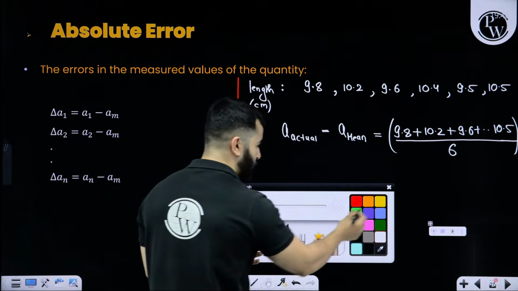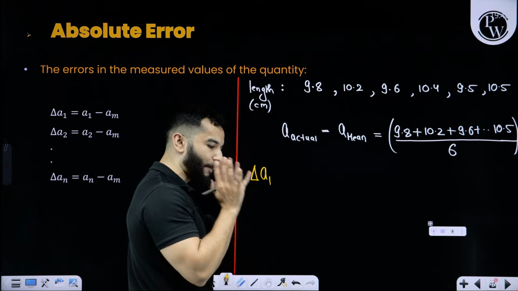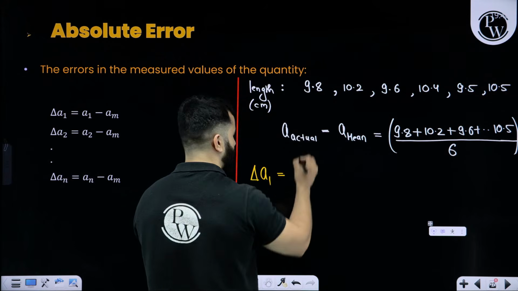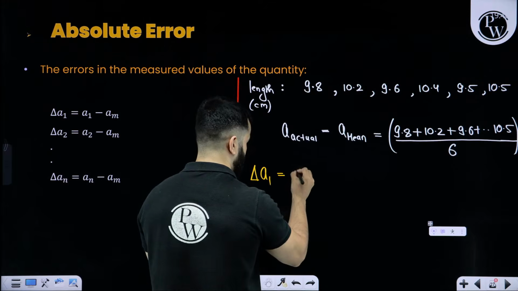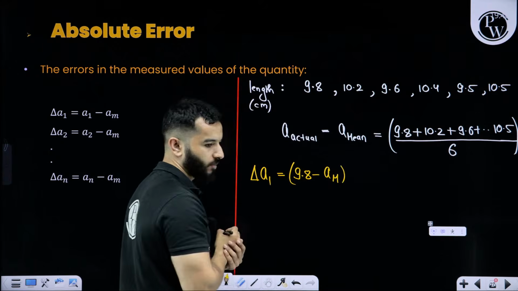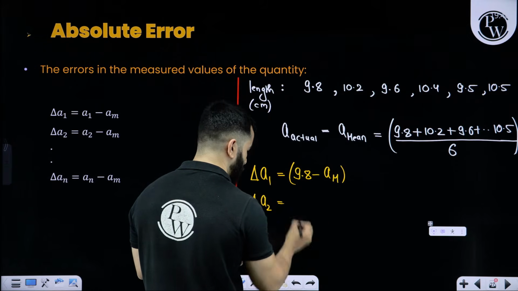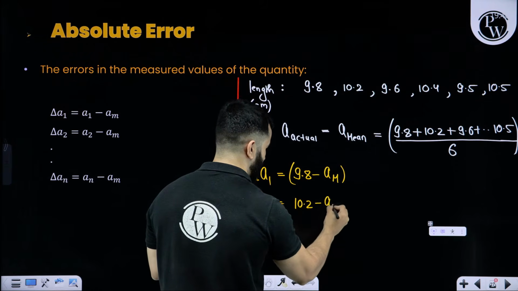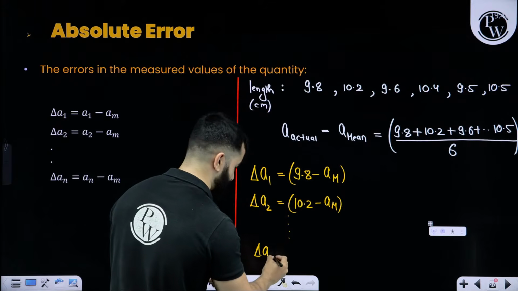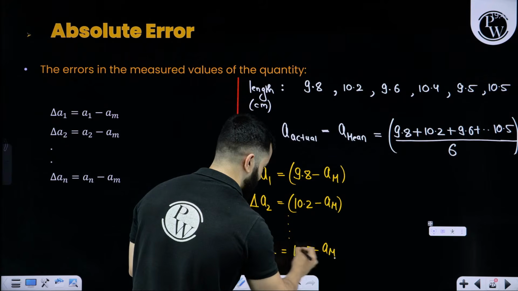Now the next step is to find the error in the first measurement. This will be called the absolute error. The absolute error in the first measurement, delta A1, will be 9.8 minus the mean value. Then delta A2 will be 10.2 minus the mean value, and so on. Similarly, delta A6 will be 10.5 minus the mean value.